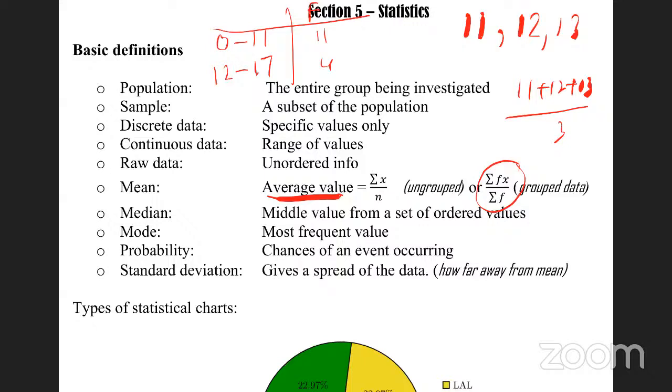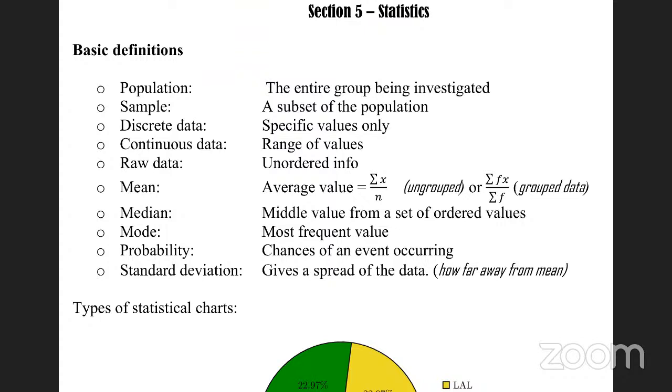You multiply the frequency by x. What is x? If I gave you the range 0 to 11, what is x? The midpoint. Very good. X is the midpoint, the middle of the range. So the first time you're hearing that in your life, write it down. F is frequency, and X is the midpoint of the range.